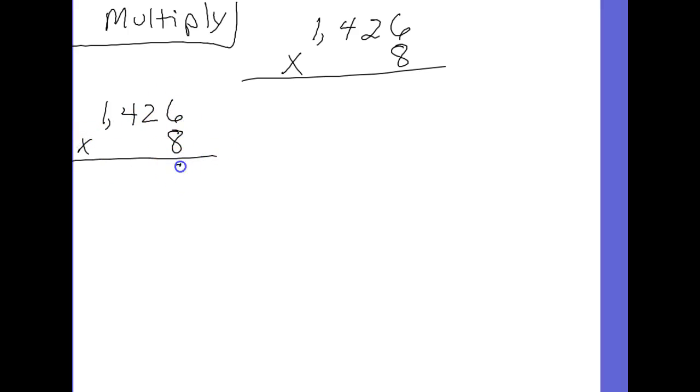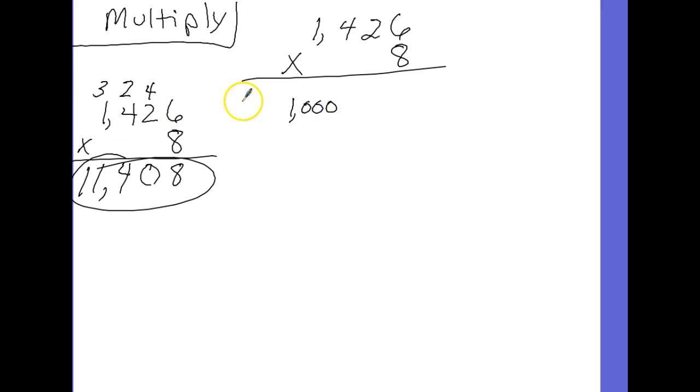So the standard way in which we multiply, called the standard algorithm, is like this. We do 8 times 6 is 48. We write the 8 and regroup the 4 into the tens place. 8 times 2 then is 16, plus 4 is 20. So again, we regroup. 8 times 4 is 32, plus 2 is 34. Regroup the 3, and then 8 times 1 is 8, plus 3 is 11. So we have 11,408.